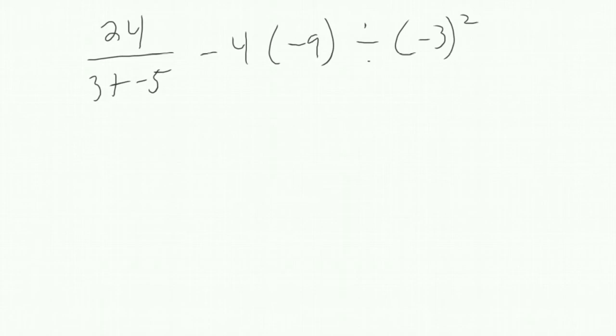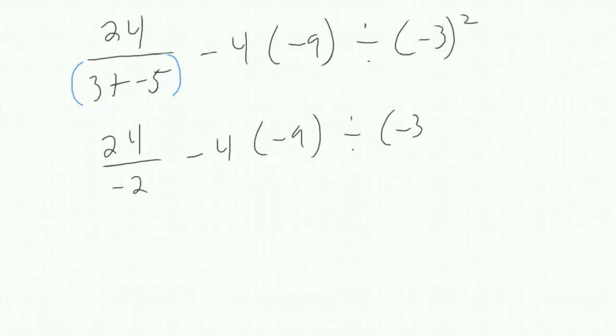No parentheses here that we can see. But what we have to be careful of is that you should put some around the fraction, because since it's a common denominator, I must do that first. So then I get 24 over 3 plus a negative 5, which is a -2. Remember, minus 4 times a -9 divided by -3 squared. So now I'd have no parentheses.